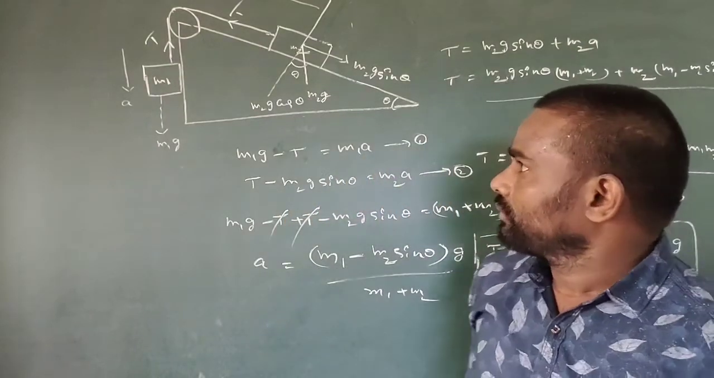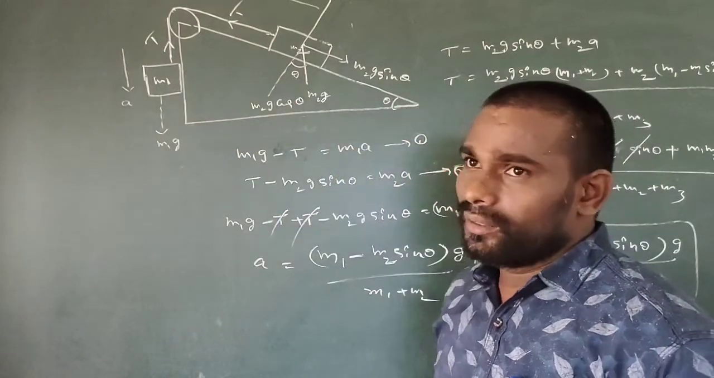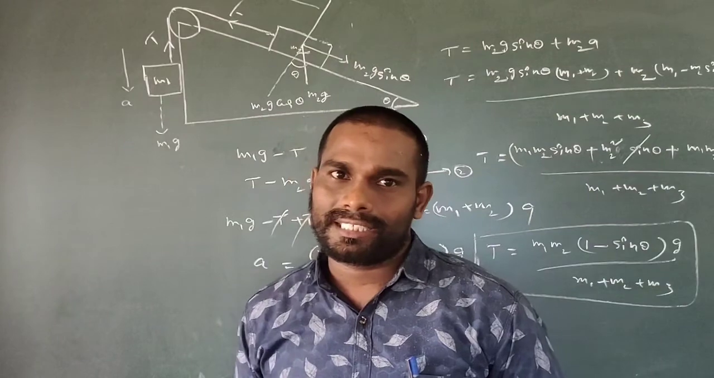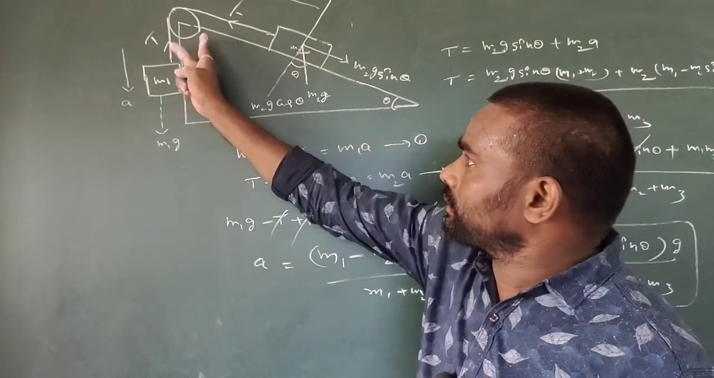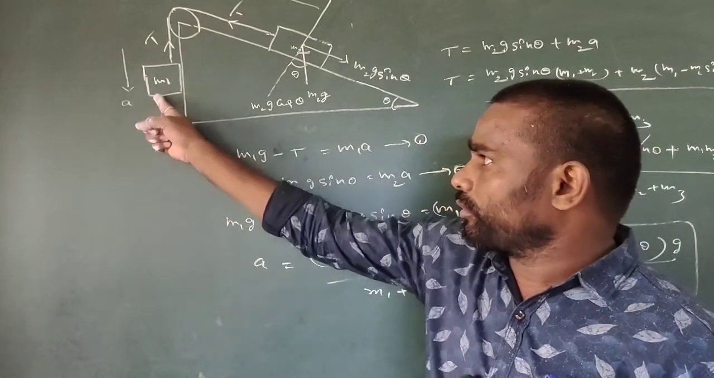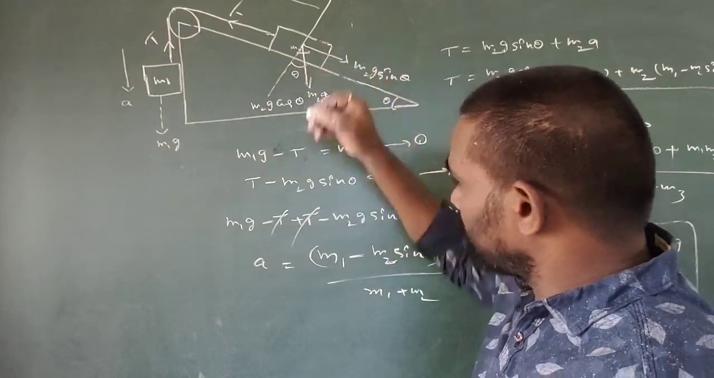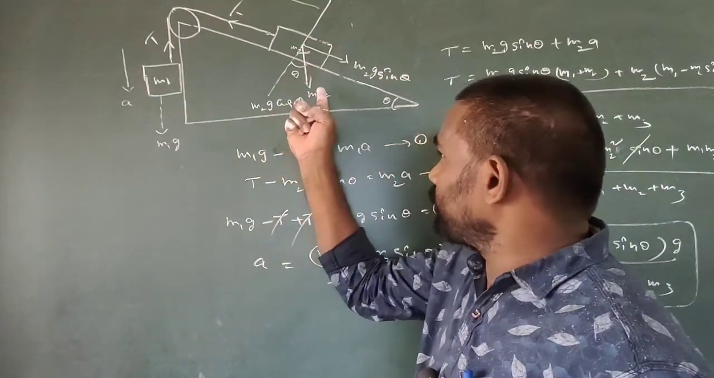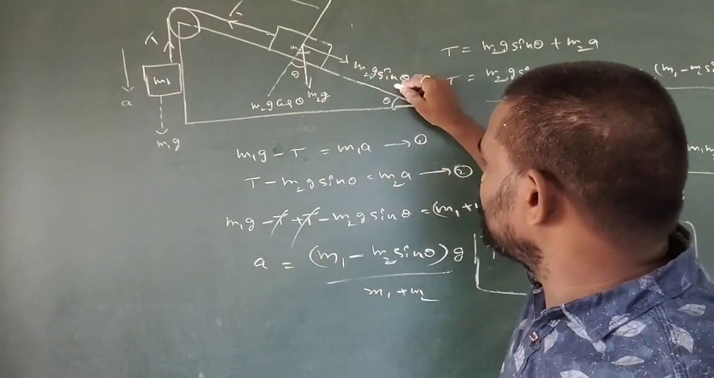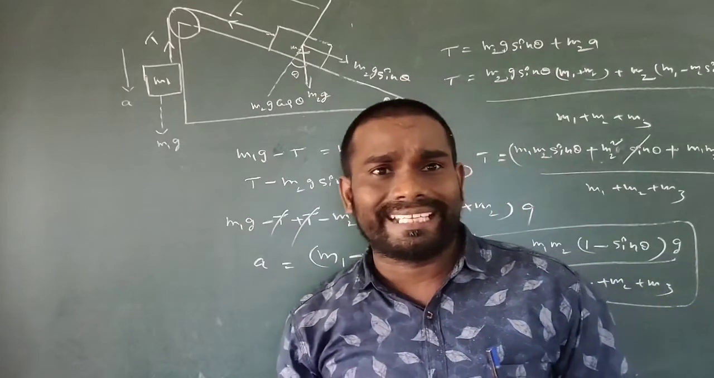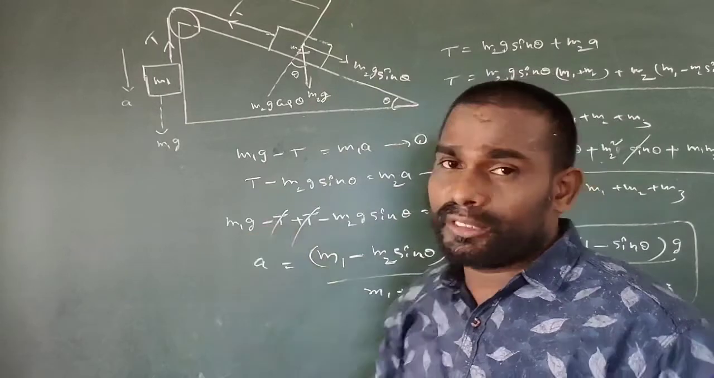Once again, two bodies are connected with a string with the help of a pulley on an inclined plane. The first body is moving in the downward direction with some acceleration a. The m2 mass is moving in the upward direction with some acceleration a. Tension in the string is T. Here the weight of the body acts vertically downward, that is m1g. Here also the weight of the body acts vertically downward, that is m2g. This weight is resolved into two components: along the inclined plane is m2g sin theta, perpendicular to the inclination is m2g cos theta. Normal force acts perpendicular to the surface.